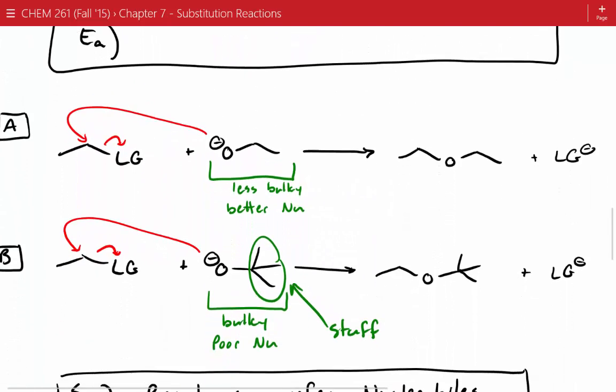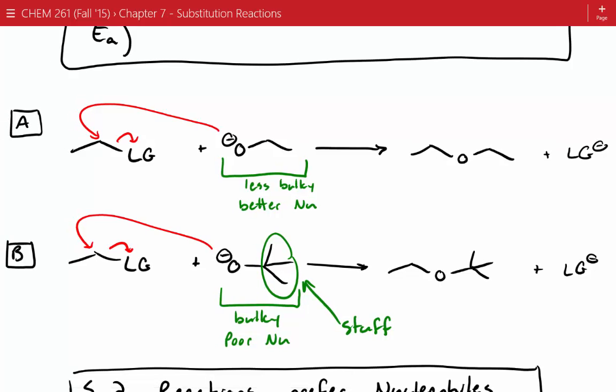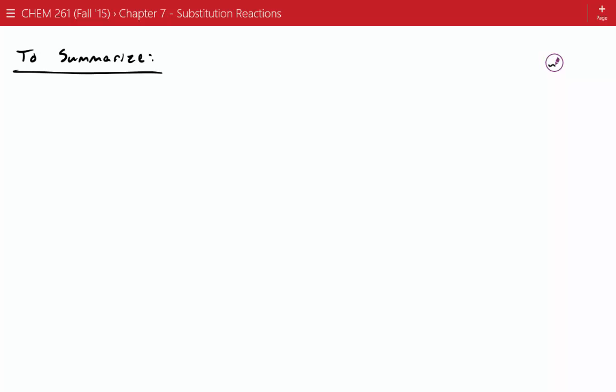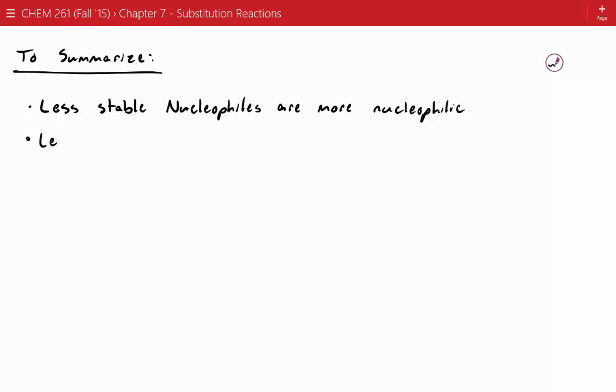The last little bit we talked about was the size of our nucleophile. We said that big, bulky nucleophiles generally aren't as good as smaller, less hindered nucleophiles. So we were comparing a tert-butyl group to an ethyl group. Obviously, a tert-butyl group takes up a lot more room because of those two additional methyl groups dangling off of it. But let's make a summary here. First thing is that less stable nucleophiles are more nucleophilic. The second one we said was that less bulky nucleophiles are more nucleophilic.